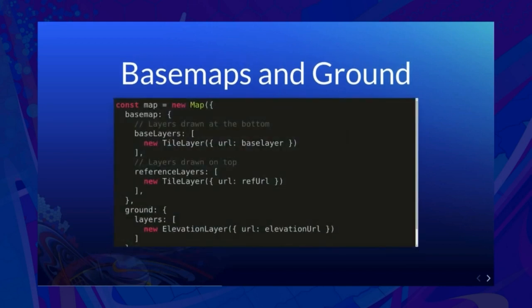In this example here, what I'm doing is I'm going to create my custom base map. So the base layers will be a tile layer, which can be a raster layer. And that is going to be data that's always drawn at the bottom. If I want layers on top of that for reference layers, this could be something like parcel data, maybe streets, or other information that doesn't change very often can be part of my reference layers. So I could create another tile layer here. And then for the ground, if I have my own custom elevation layer that I want to provide, I can use that as well.